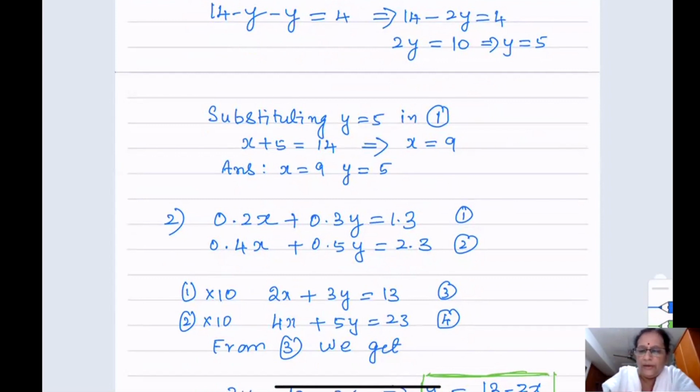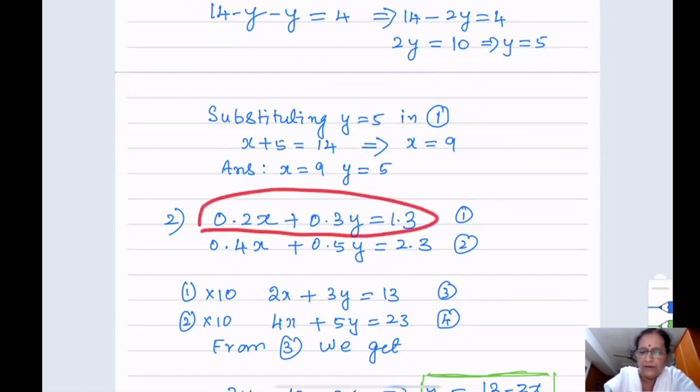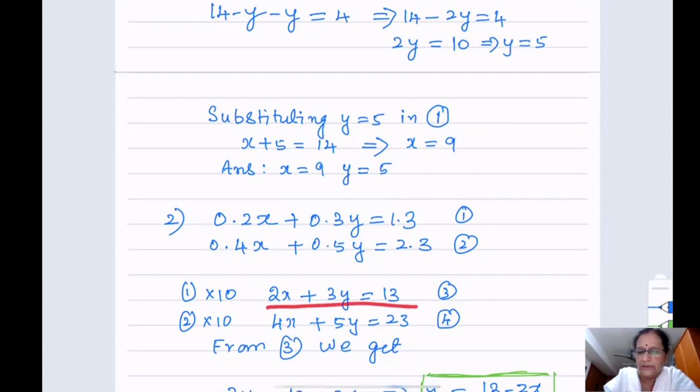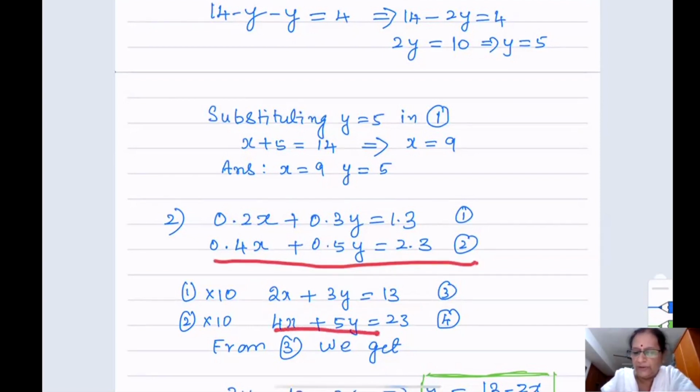So how do I eliminate the decimal point? Multiply the whole equation by 10. So when you multiply the whole equation, equation 1, by 10, you get this. Similarly, multiply equation 2 by 10. So you arrive at this.